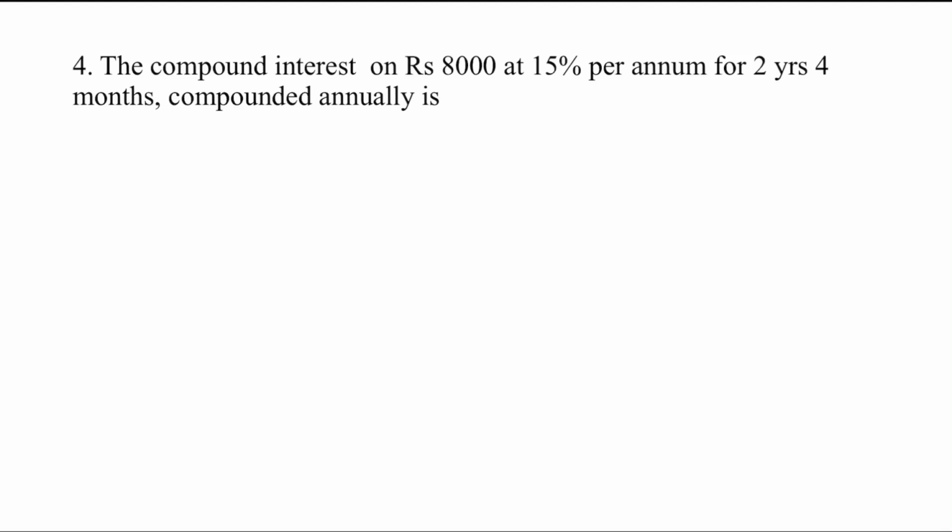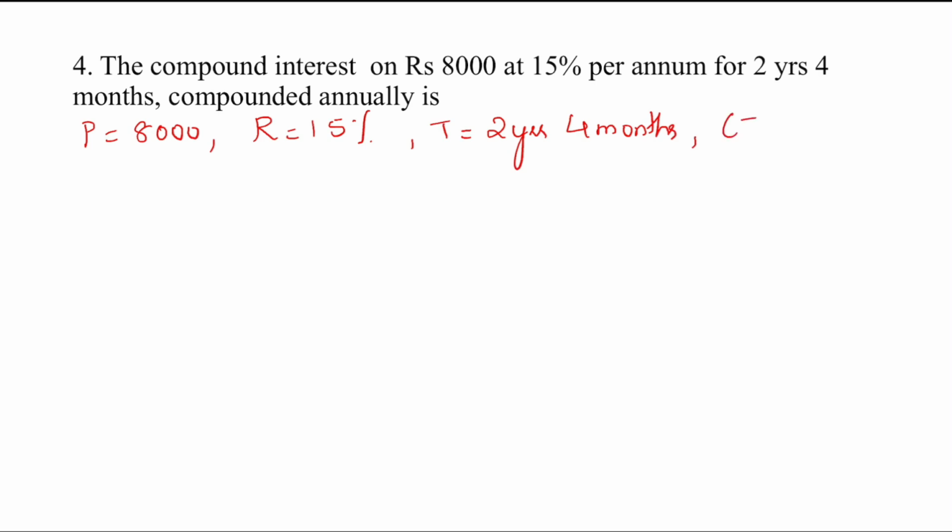So next problem: the compound interest on rupees 8,000 at 15% per annum for 2 years 4 months, compounded annually, is... Okay. So principal is how much? 8,000. Rate of interest is 15%. Time is 2 years 4 months. So what is the compound interest they are asking?